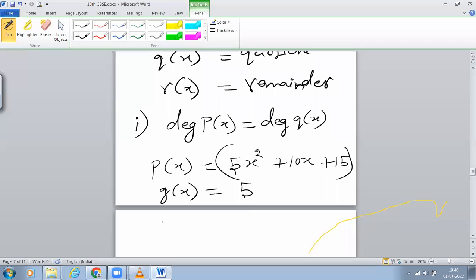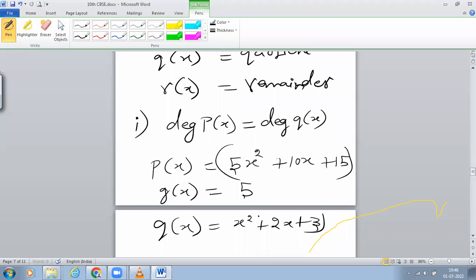Are you able to understand this? Now, since all the coefficients of p of x are multiples of 5, and g of x is a constant polynomial, that is 5, the quotient will be very simple. If p of x is divided by 5, 5 by 5 will become 1. So it will become 1x square, plus 10 by 5, which is 2, so 2x, and plus 15 by 5, which is 3.